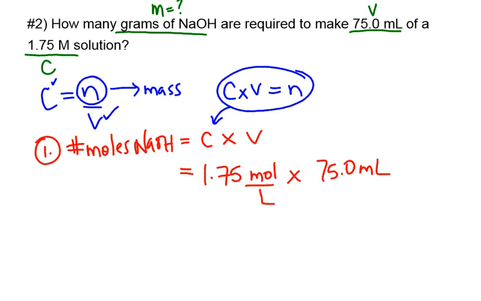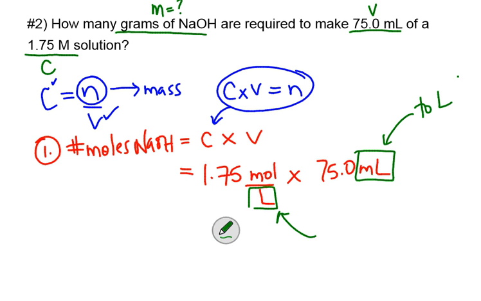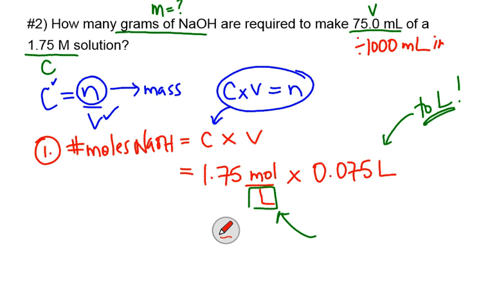Now, do you see a problem with this if I try to cancel out my units? Have a look. I've got liters on the bottom here and milliliters here. Technically, those two units cannot cancel out because they're not the same unit. So what I've got to do is change either this one to milliliters, which is uncommon in chemistry, or change this one to liters, okay? That's why I gave you this example. You have to always, always convert your volumes to liters. So 75 mL is 0.075 liters, okay? All I did was divide it by 1,000, because I know that there are 1,000 mL in 1 liter.